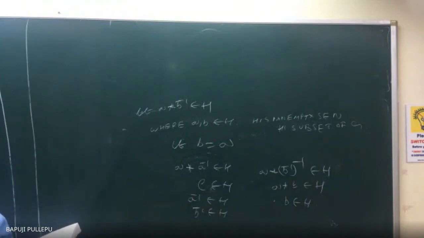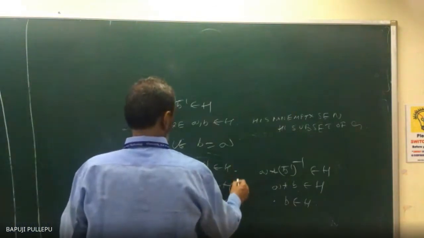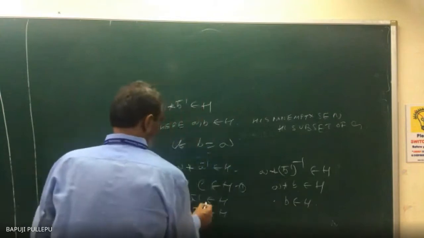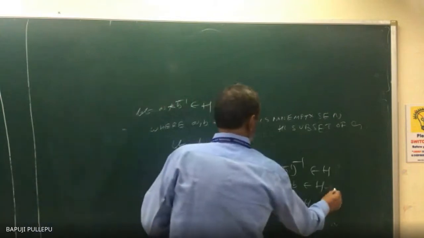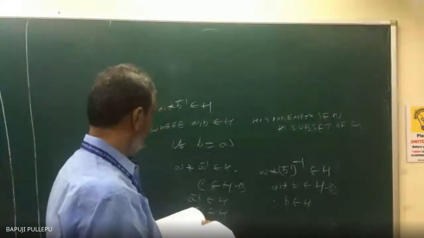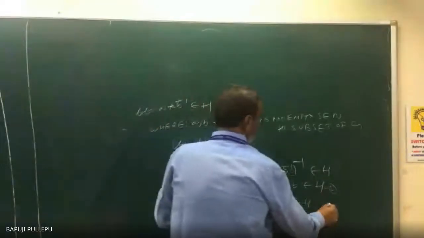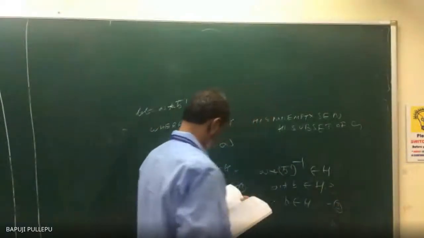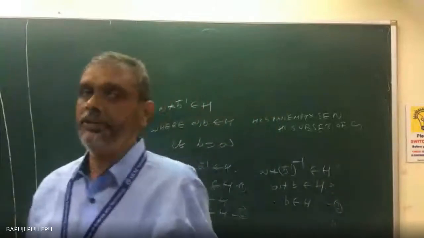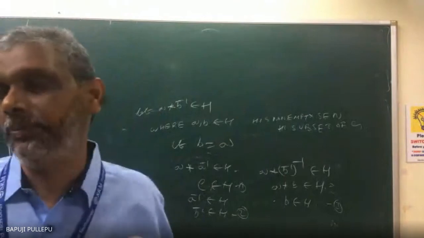So 1, 2, and 3 we can say. This is E also belongs to H, that is 1. A inverse also, this is 2 we get. This is 3. From 1 and 2, 3 follows: H star is a subgroup of G star. So proved.